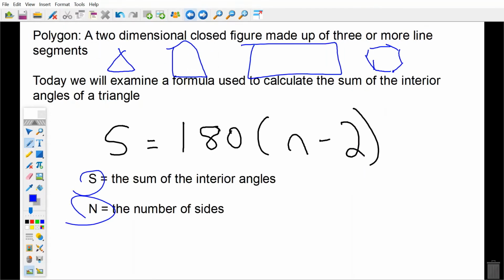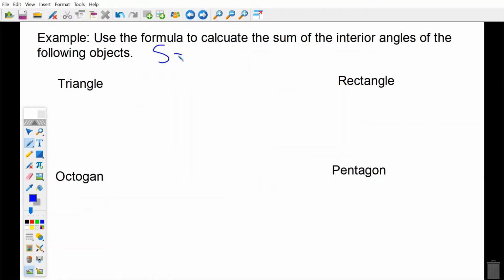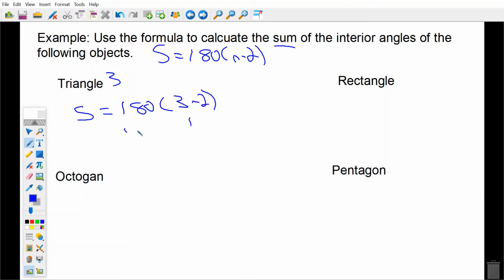So I'm going to write the formula down here at the top of the page. S equals 180 times (n minus 2). It says use the formula to calculate the sum of the interior angles of the following objects. So a triangle has three sides. So we want to find the sum. S equals 180 times (3 minus 2). 3 minus 2 is 1. 180 times 1 is 180. So the sum of a triangle is 180 degrees. Now we already knew that, but it's just proving to you that it works.